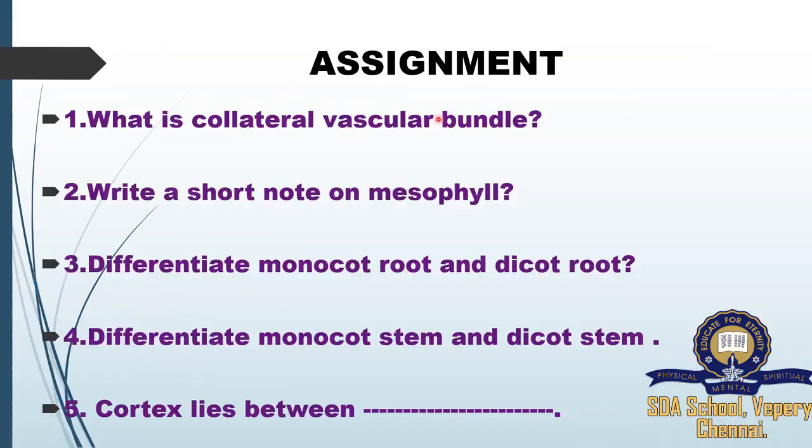Here is your assignment. What is collateral vascular bundle? Write a short note on mesophyll. Differentiate monocot root and dicot root. Differentiate monocot stem and dicot stem. Then, cortex lies between dash.